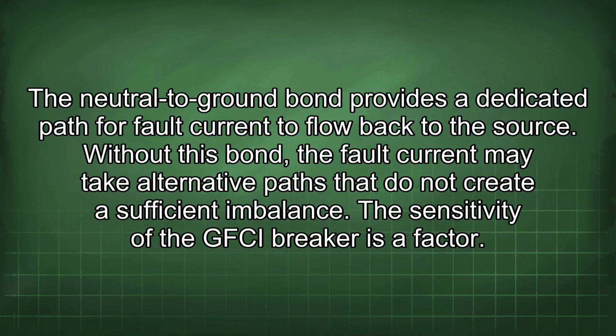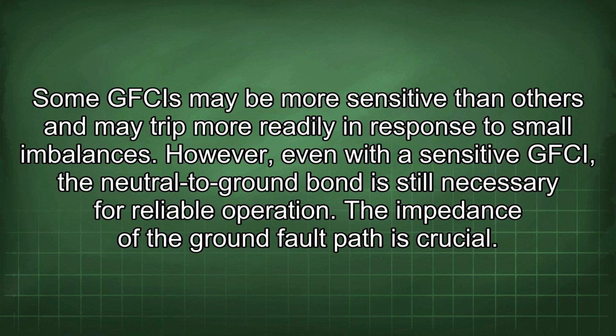The neutral to ground bond provides a dedicated path for fault current to flow back to the source. Without this bond, the fault current may take alternative paths that do not create a sufficient imbalance. The sensitivity of the GFCI breaker is a factor. Some GFCIs may be more sensitive than others and may trip more readily in response to small imbalances. However, even with a sensitive GFCI, the neutral to ground bond is still necessary for reliable operation.